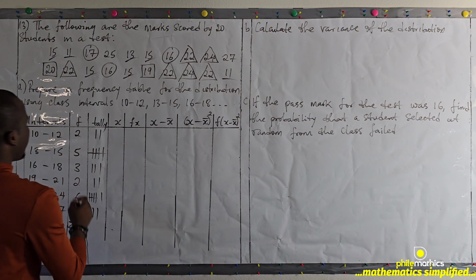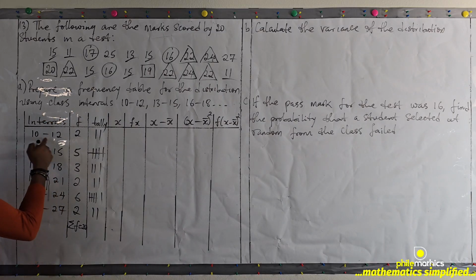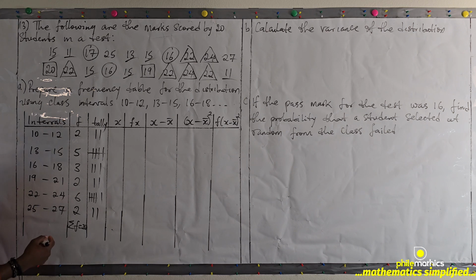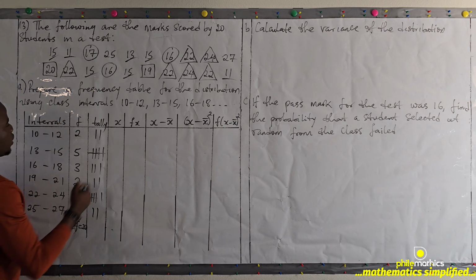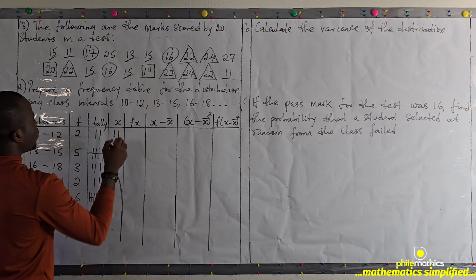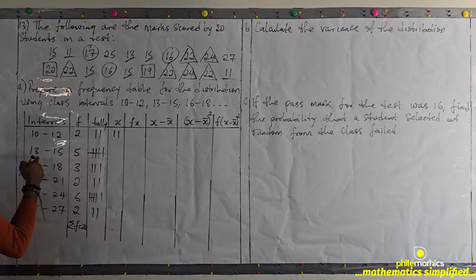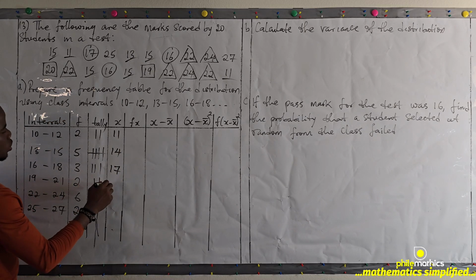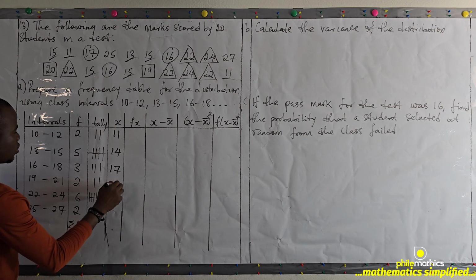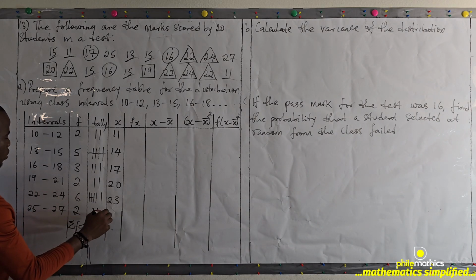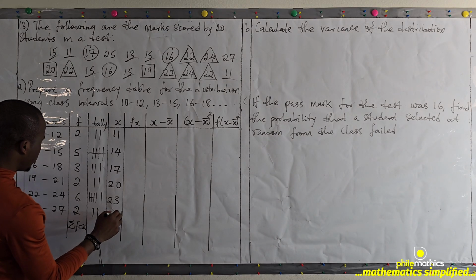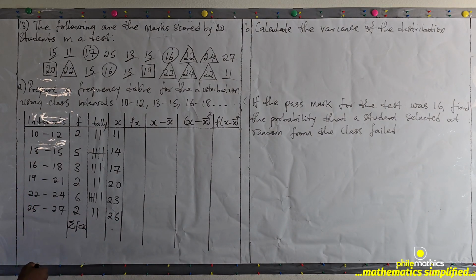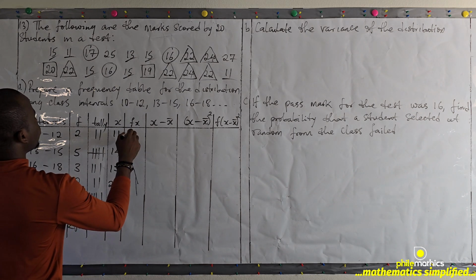And so if we put everything together, x is simply the average of this. The average of this is 10 plus 12 is 22, divided by 2 is 11. This is 28 divided by 2, 14. So if we follow, this is 34 divided by 2 is 17. So a difference of 3, this will be 20. This will be 23. This will be 26. And so fx.